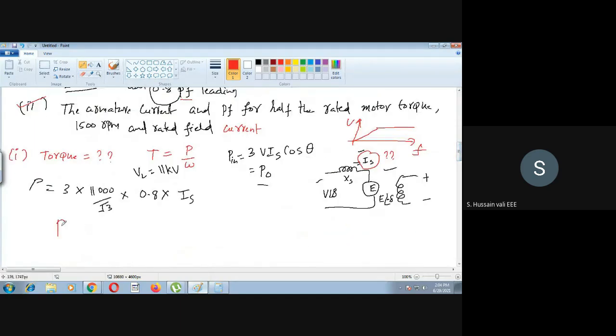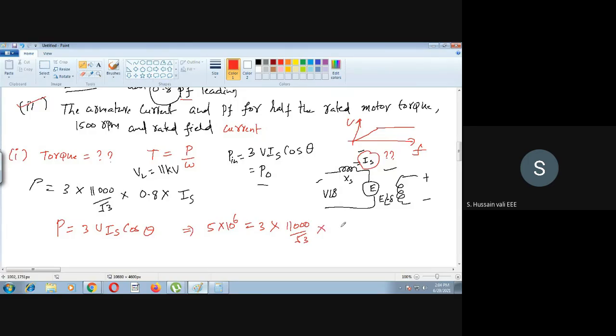We will use the same formula, P is equal to 3 V_s I_s cos theta, but this time we will take all rated values. So what is the rated power? 5 megawatt, so 5 into 10 power 6. That is equal to 3 into, what is the phase voltage? 11,000 by root 3.